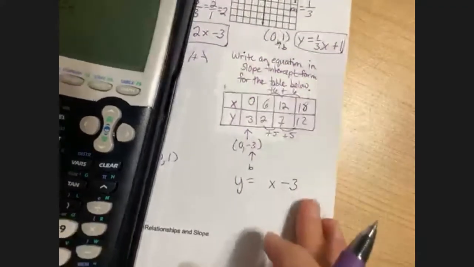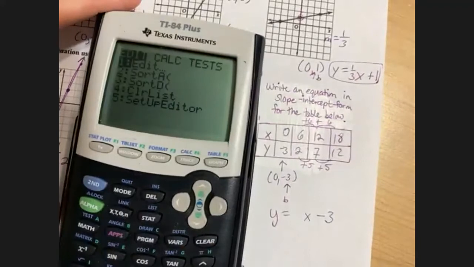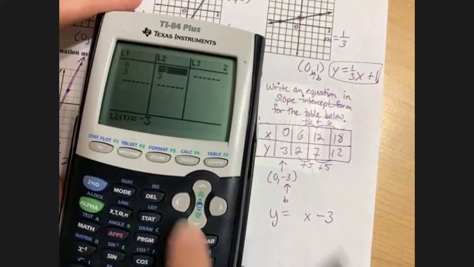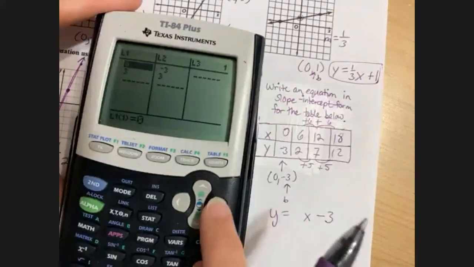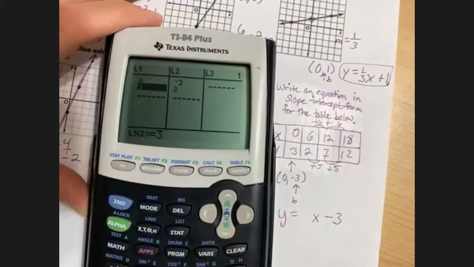So it should be 5, 6. So you can't do it the other way. It doesn't work as pretty. So we're going to do stat, edit. We're going to go ahead and put in 2 points. And I'm going to leave the 0, -3 because it's already there. And I'm going to go over here and put 6, 2.